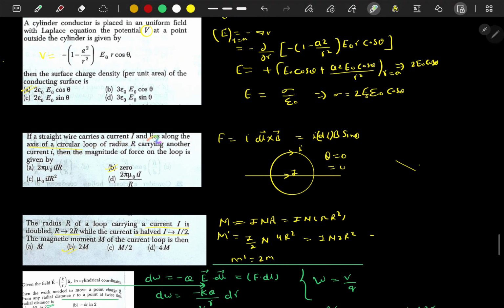If a straight wire carries a current I and lies along the axis of a circular loop of radius r, then the magnitude of the force on the loop will simply be 0, because it lies along the axis. So I dl cross B sin theta, where theta is 0. If it was normal to the axis, then it would be sin 90. We can calculate the value, but in this condition the answer will be 0.